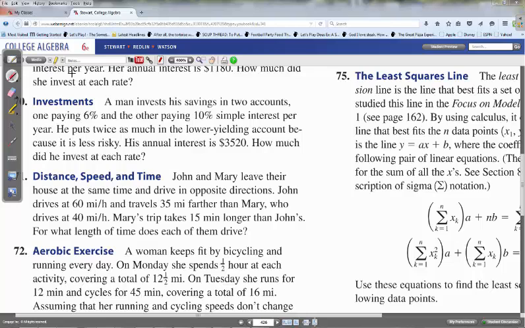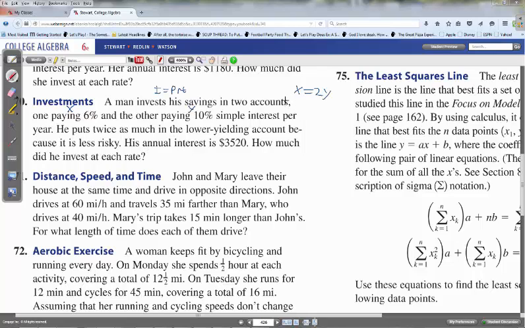And an interest problem. Remember, simple interest equals principal times rate times time. So he has two accounts, one paying 6%, the other paying 10%. How much did he invest at each rate? So I'll call his money invested here X, his money invested here Y. I know he put twice as much in the lower yielding account. So, let's see. Oh, okay, twice as much as in the other one. So that would mean X equals twice Y.